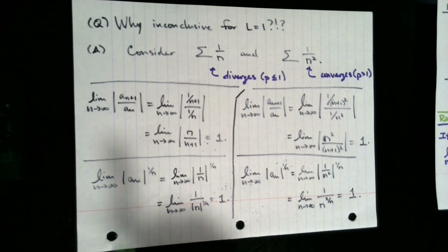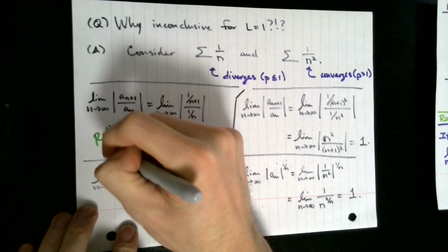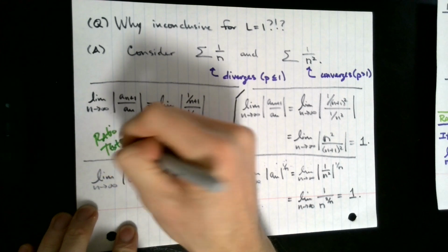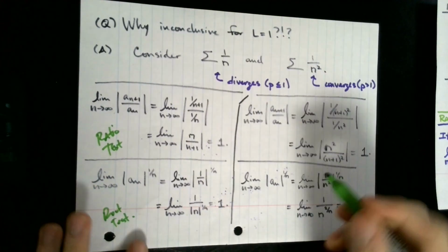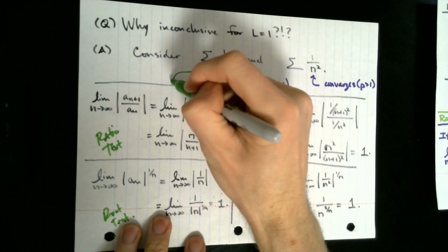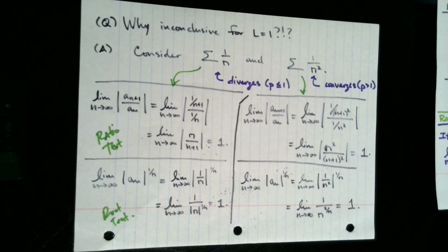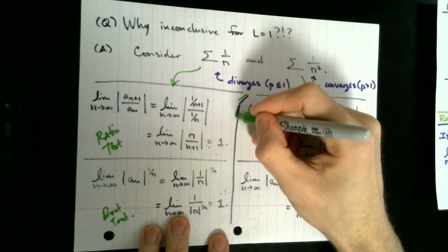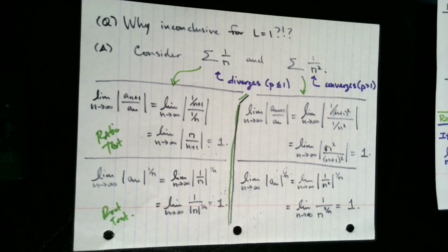Now what I'd like to do is take a look at the limits associated with the ratio test and the limits associated with the root test one by one for each of these series. So sum 1 over n is over here. Sum 1 over n squared over there. So we've got the two different series sifted through with the two different tests.